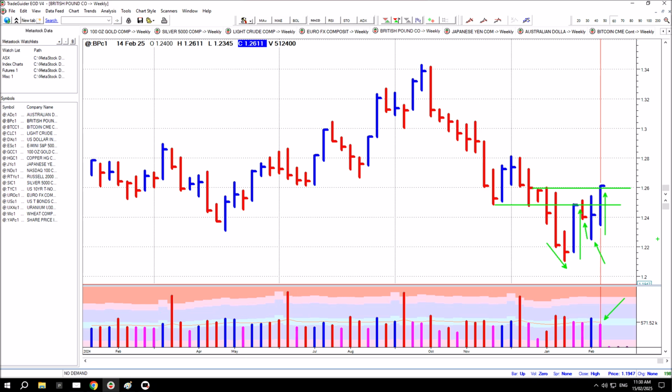Similar to the euro, I expect this market will trade the inverse of the US dollar more than the fundamentals of the actual British pound, at least at this point in time.